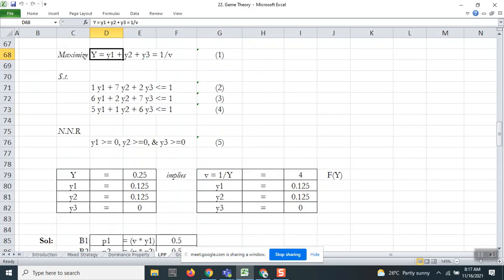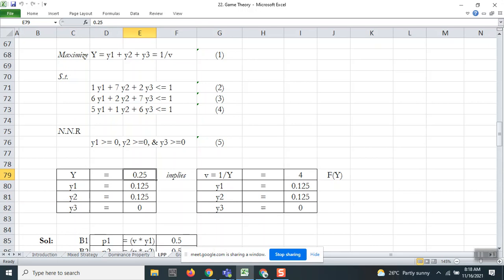We don't go into the linear programming solution, but many of you know how to solve a linear programming problem using the simplex table. So the answer is y, the objective function, which is 0.25, where y1 equals 0.125, y2 is 0.125, and y3 is 0. So y1 represents column 1, y2 represents column 2, and y3 represents column 3, right? So that's why y3 is 0.